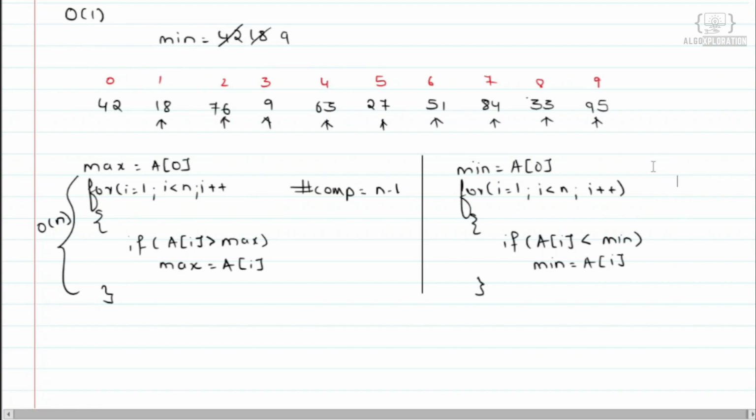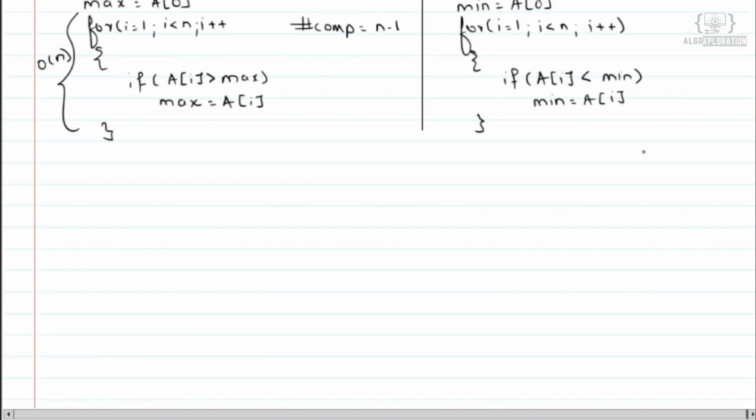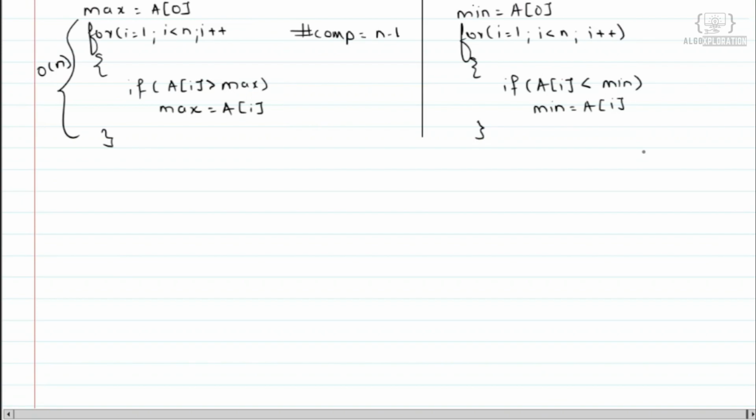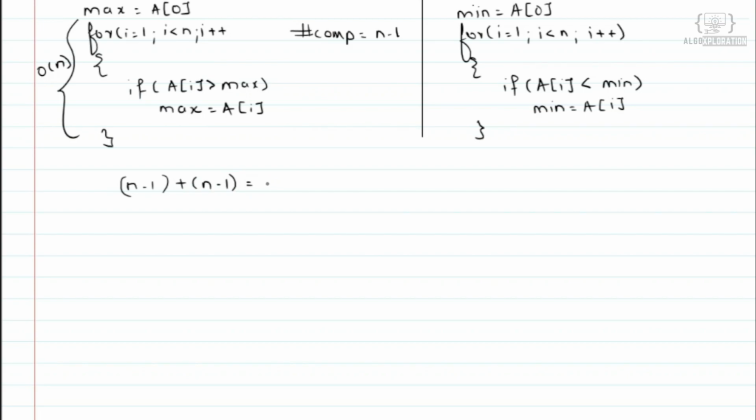Now finding the maximum element and the minimum element should be done together. So in the code, if we put these two code snippets together, the time complexity will be order of n only, but the number of comparisons will be n minus 1 plus n minus 1. That will be 2n minus 2 always.